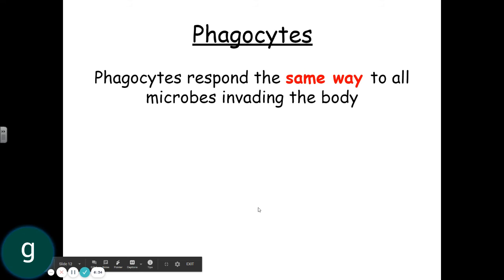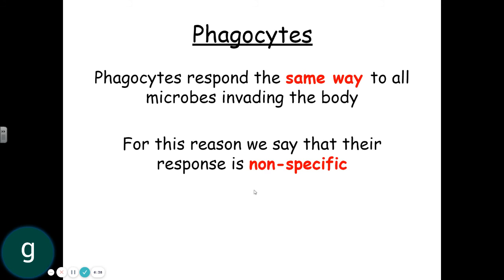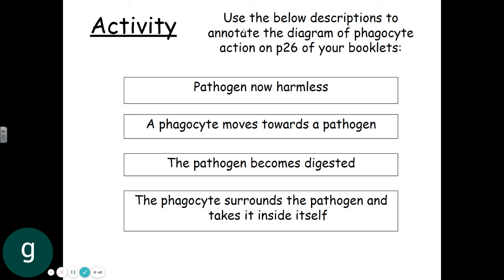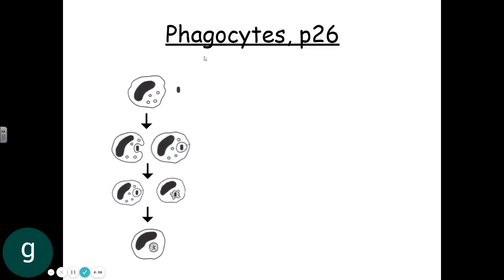So they respond in the same way to all the different microbes in the body. So they're a fairly non-specific way to do this. So on page 26, this is why you tend to do them the opposite way around. It asks you to draw an annotated diagram. You don't necessarily need to do that. If you just write down these words in the right order, that's okay.